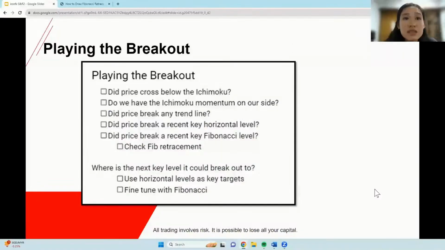Okay, now let's take a look at how we can play the breakout. So using the same checklist, is this the same checklist? Okay, not exactly, but looking at the same kind of indicators. Firstly, does price cross below the Ichimoku? So if price crosses below the Ichimoku, it suggests that the signal that Ichimoku is giving us is bearish. Do we have the Ichimoku momentum on our side? So is it bearish or bullish? Did price break any trend line?